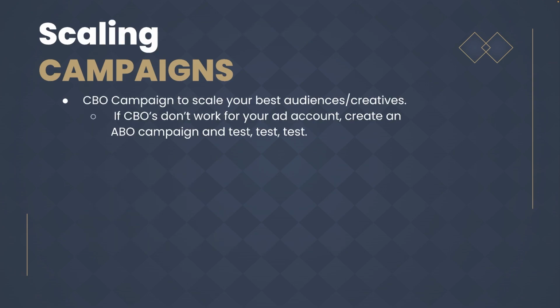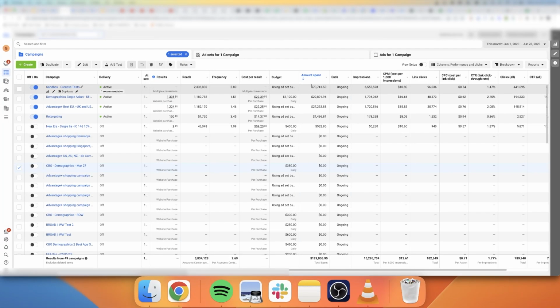You can also have CBO campaign to scale your best audiences and creatives. And if CBOs don't work well for your ad account, create an ABO campaign and test. This is ABO campaign that spent $70,000. And then there is another one here that spent $29,000. That is CBO campaign. At the same time, as you can see, majority of the budget here is spent on the creative tests.